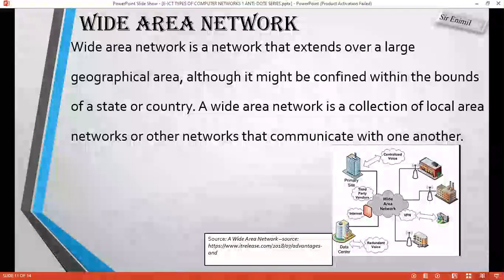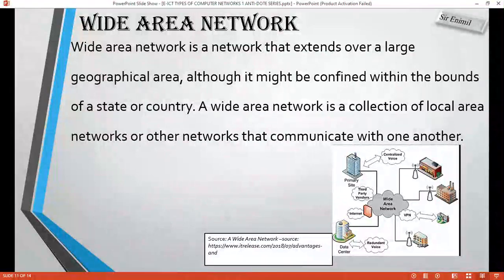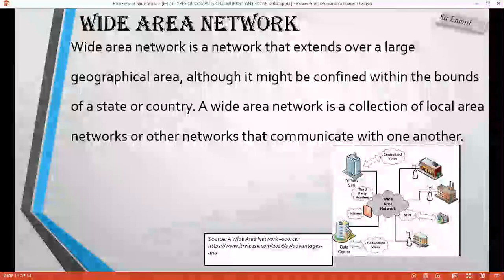Now, the personal area network, the local area network, the wide area network, and the metropolitan area network are not the only types of networks that we have. There are other types of networks, but these are the common ones. These are the ones that you will always see, they're everywhere. There are other types, like the virtual private network. It has a VPN that you use a lot. It's also a network.